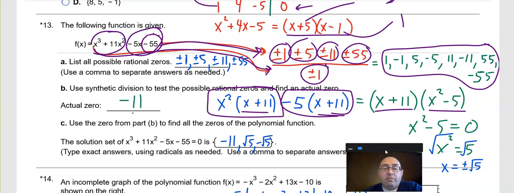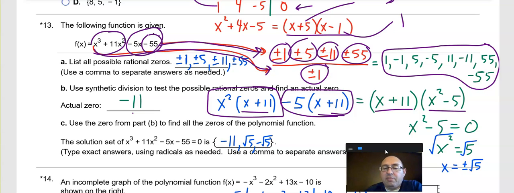I could have even used the remainder theorem where I take the numbers and plug them into the equation. So I could have, on my calculator, plugged in 1, plugged in negative 1, plugged in 5, plugged in negative 5, plugged in 11. But it wouldn't have been till negative 11 that I would have actually seen a 0 show up on the remainder. So that's kind of why I looked for a different way to handle it. But you could still do it that way.